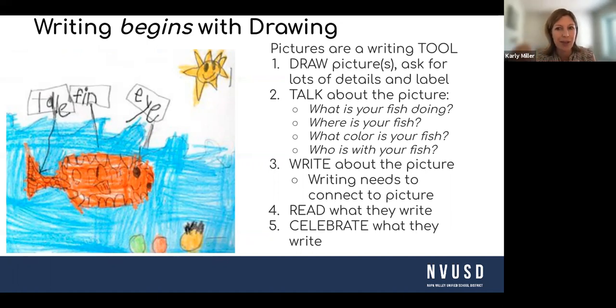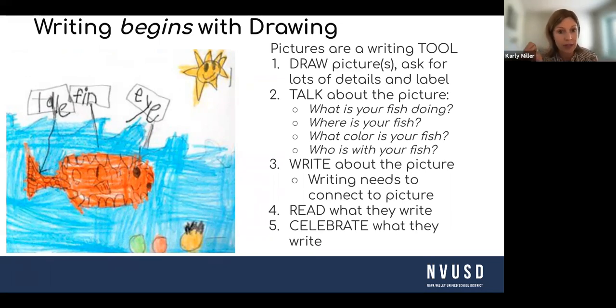So this is where you're going to really say, what's your fish doing? Like, are they swimming? Are they eating? Are they looking for someone? Where is your fish? They're in the deep part of the ocean. They're in the shallow part. They're in the ocean off Hawaii or Mexico. What color is your fish? Because we know they can be all different colors.